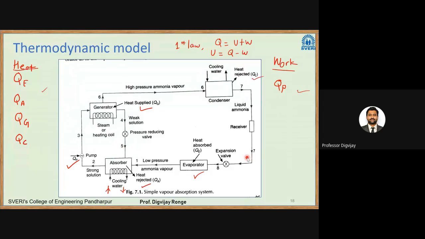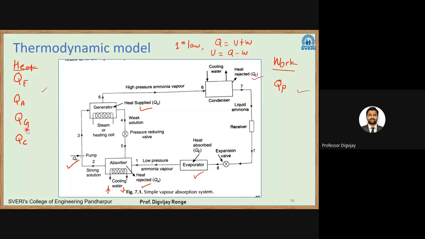Here, first we will see the heat interactions. First is QE. QE is the heat which is extracted in the evaporator. Next is QA. QA is the heat liberated in the absorber. This is the phenomenon of absorption. It is an exothermic reaction, heat is being released, so the temperature increases here. If we want to reduce that temperature, we use cooling water. So that is the heat which will be rejected to the cooling water.